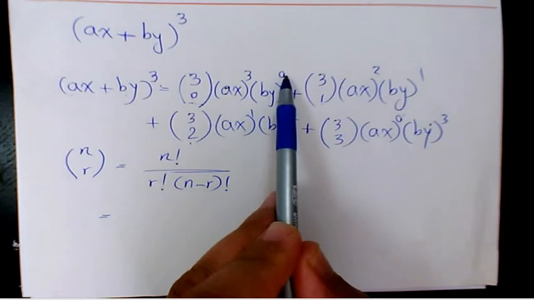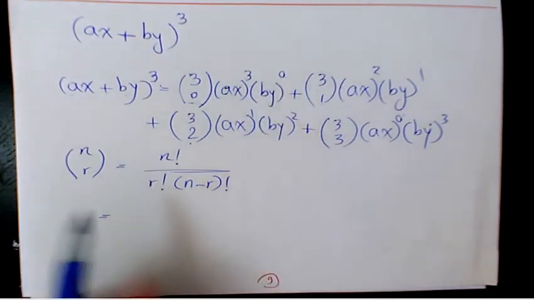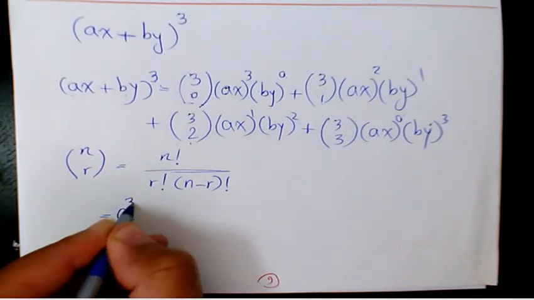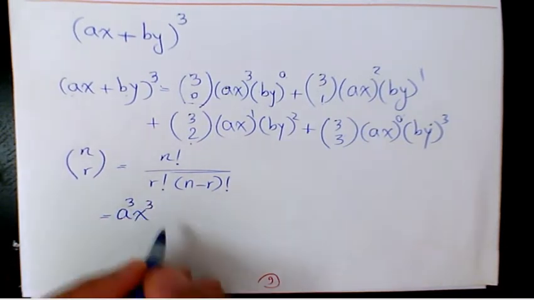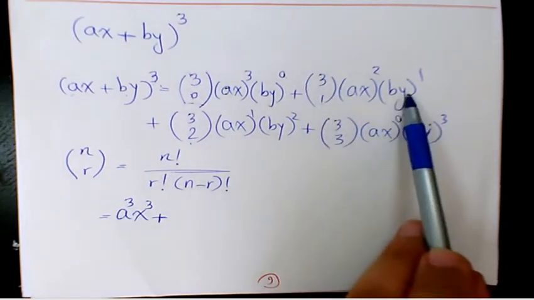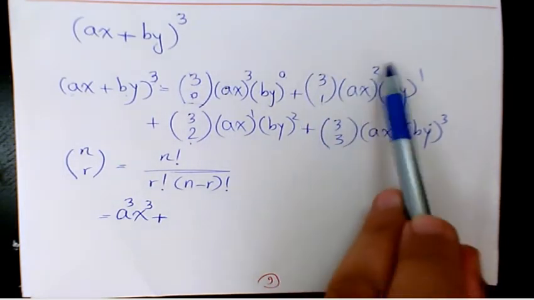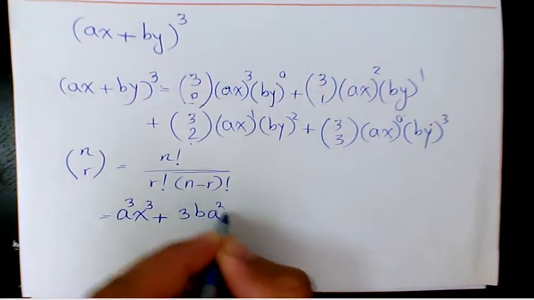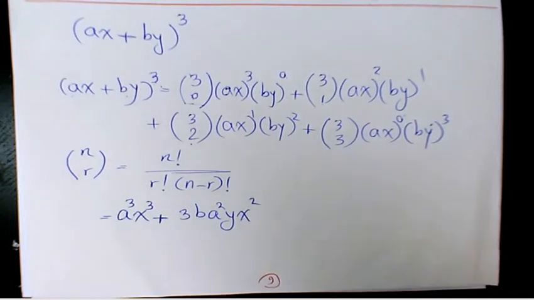So when you expand it, this one is 1. (by) to the power of 0 is going to be 1 because any expression to the power of 0 is 1. So we have (ax) to the power of 3, so it's going to be a cubed x cubed, plus. This one is 3, by times a squared x squared. So it's going to be 3b a squared y x squared.